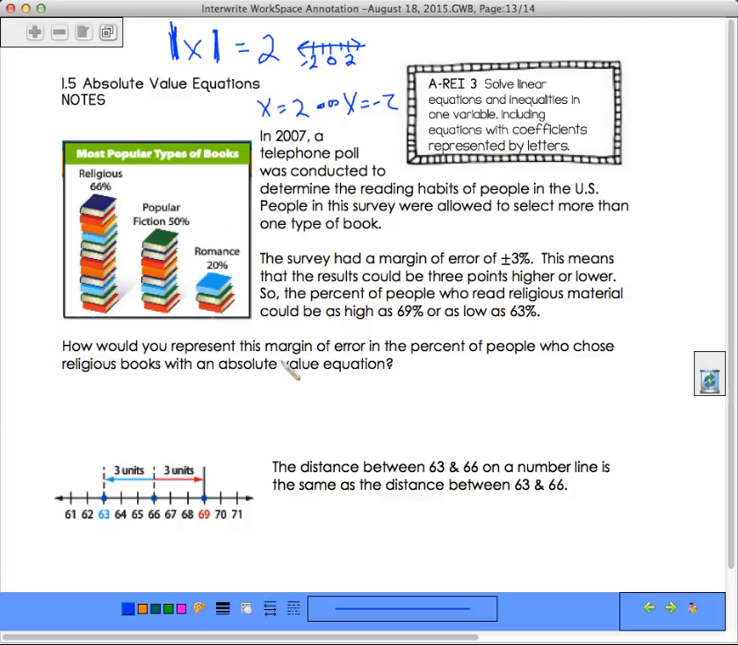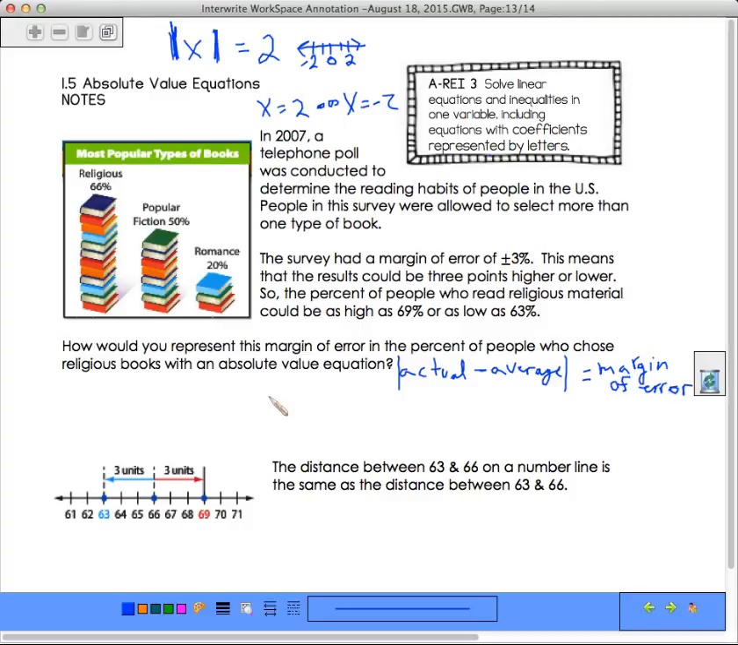How would you represent this margin of error in the percent of people who chose religious books with an absolute value equation? So it's always going to be set up the same. We're going to have the absolute value of the actual value minus the average. So how far away it can be, the distance, is equal to the margin of error.